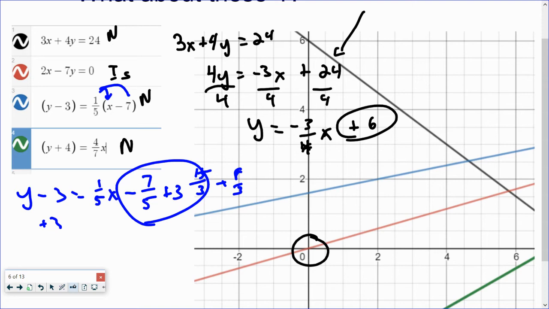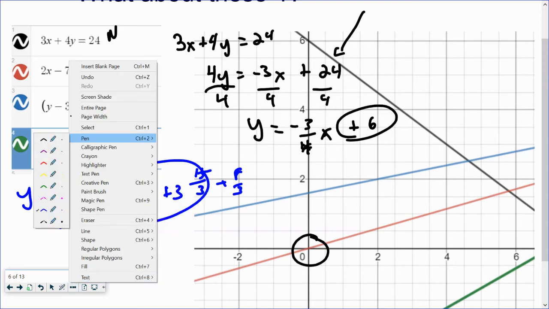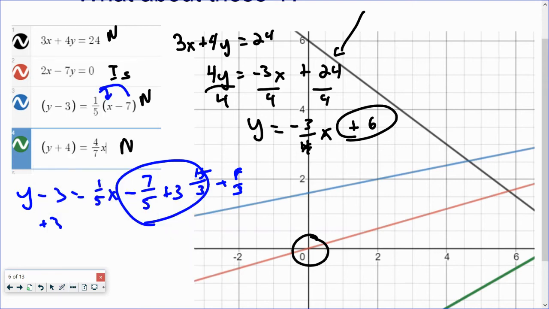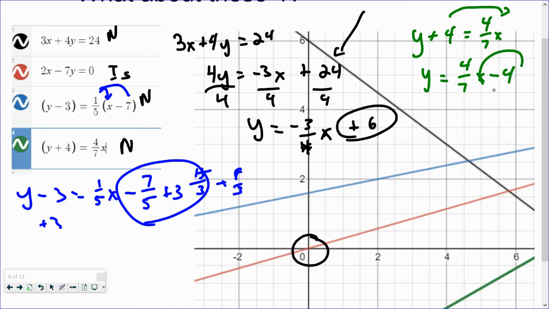And then the green one here. To do that one, I can just get rid of the parentheses by rewriting it. And now I've got to move this 4 over here, so there it goes. Now it has a slope. Now it has a y-intercept. It's not y is equal to k times x.